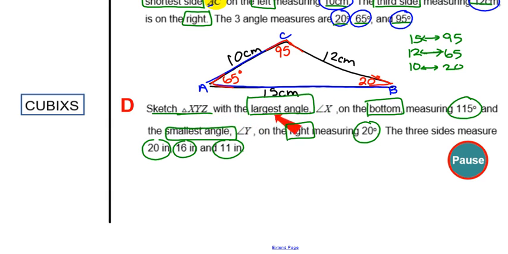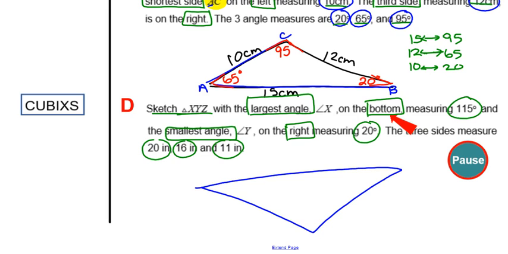sketch the triangle with the largest angle X on the bottom, measuring 115, and the smallest angle Y on the right, measuring 20 degrees. The three sides measure 20, 16, and 11. So again, let's start at the beginning. We're going to be drawing a picture. It asks us to put the largest angle X on the bottom. So when I draw my triangle, it's going to kind of look upside down.